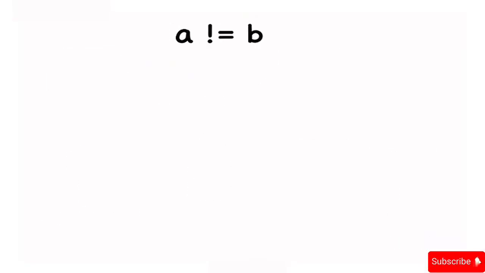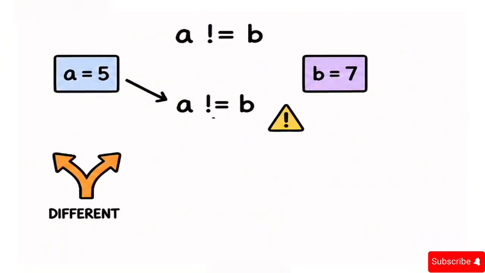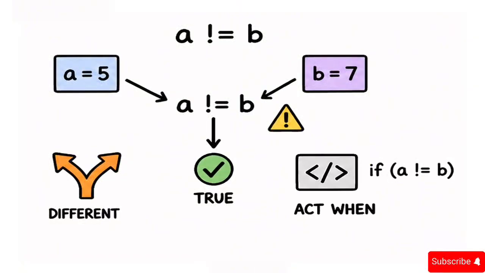Not equal to uses an exclamation mark and an equal sign. It checks if two values are different. If A is 5 and B is 7, then A not equal B returns true. Use it when your program should act only when values differ.